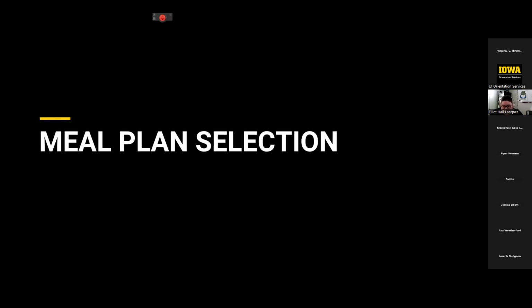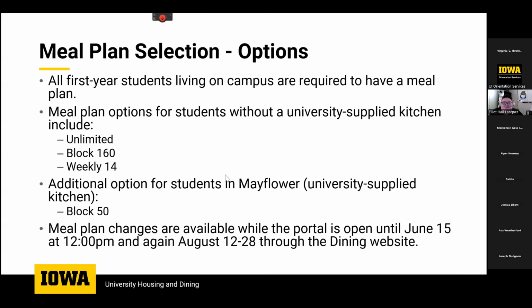Now I'm going to tell you about meal plan information and how that will look in the room selection process. So after you've selected your room, you will get the chance to select your meal plan. All first year students living on campus are required to have a meal plan. Meal plan options for students that do not have a university supplied kitchen in their room include the unlimited plan, the block 160 plan, and the weekly 14 plan. There is an additional option for students in Mayflower that have those university supplied kitchens. That's the block 50 plan.